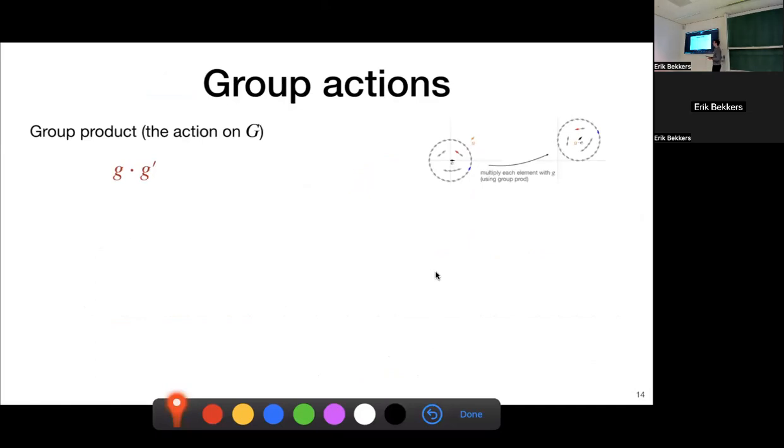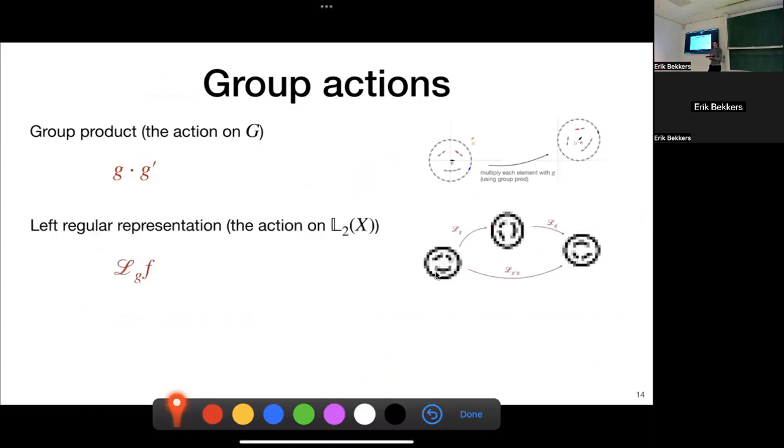And so I think this is the final bit of terminology. We talk about the group product, we talk about group representations, and these are all instances of what we refer to as group action. So the group acts on another object. It can act on itself, it can act on a vector, it can act on a function. We denote the group product with just this dot, where the group acts on another element of the group. We have the left regular representation, where the group acts on a function, denoted by this L.